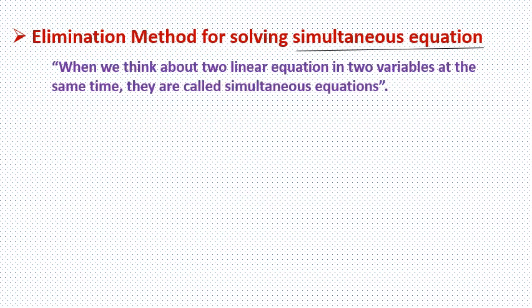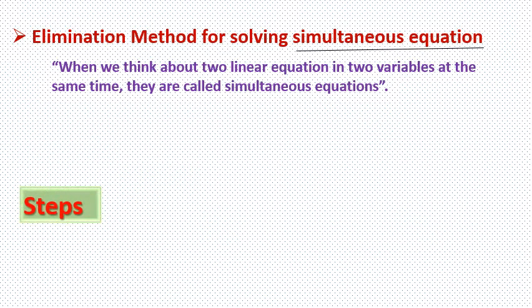So, elimination method for solving simultaneous equations. Before starting, you should know the meaning of simultaneous equations. What are simultaneous equations? When we think about two linear equations in two variables at the same time, they are called simultaneous equations. It means when we solve two linear equations together and find one common solution for both equations, those two linear equations are called simultaneous equations.